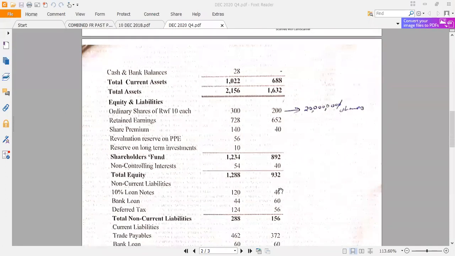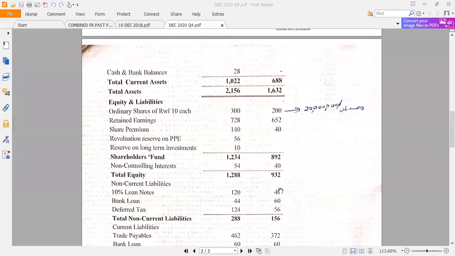Let us continue. Cash and bank balance. So remember, there is no opening cash. If there is no opening cash, you check whether there is an overdraft. Overdraft is always negative when you are accounting for it. So closing cash is 28, but there is no opening cash.